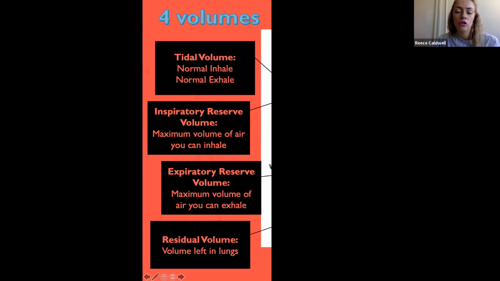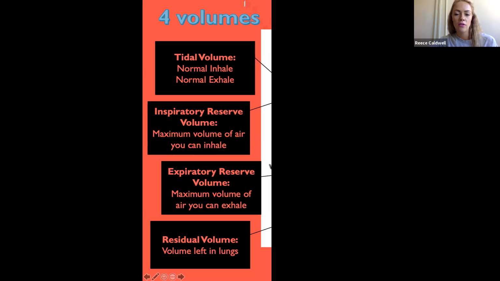And then lastly, total lung capacity is looking at all 4 of them combined. It's showing us how much air is in the respiratory system as a whole. So total lung capacity is that entire volume, which is about 6,000.